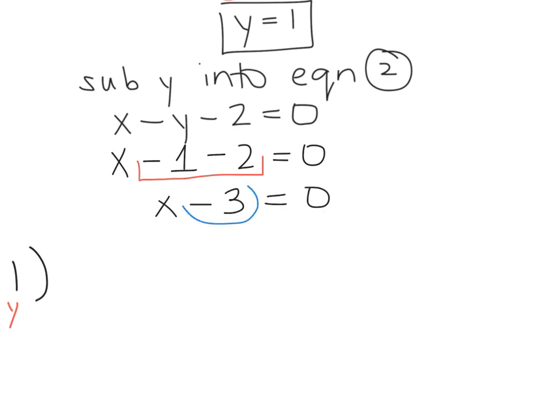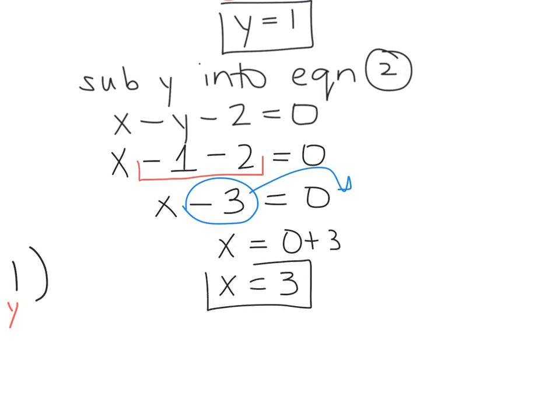Then I can take my negative 3, bring that over to the right-hand side, which would give me 0 plus 3. So I know x has to be equal to 3. So therefore, my point of intersection for this linear system is located at (3, 1). Remember that your x value has to come first, followed by your y value.